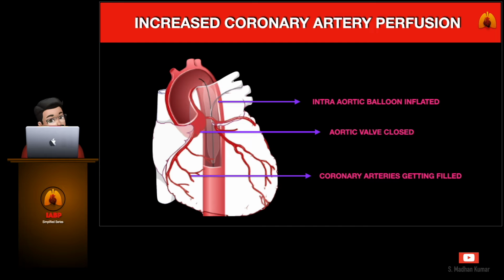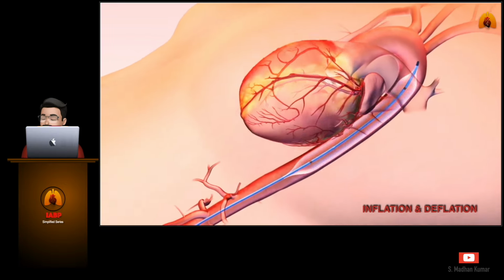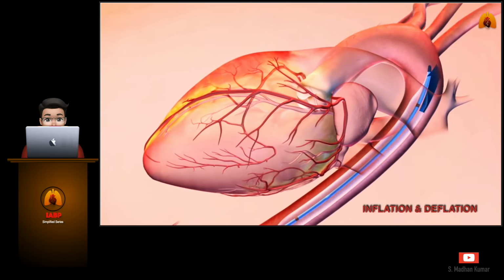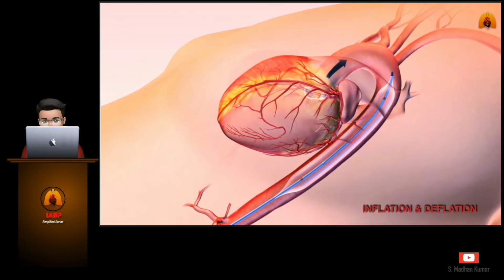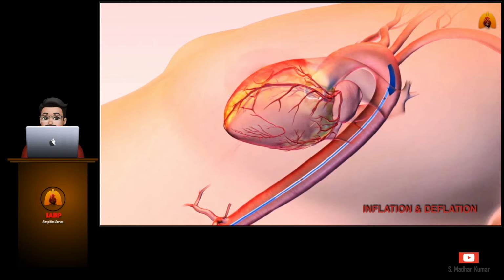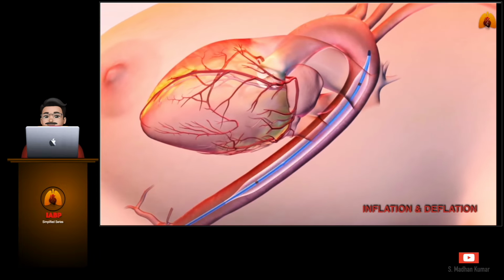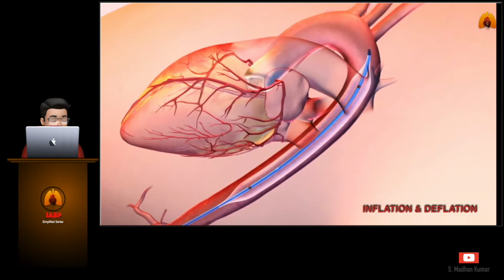Mainly, inflation of the balloon increases coronary perfusion by providing more oxygen to the myocardium. You can see inflation and deflation of the intra-aortic balloon in this small animation. When the balloon inflates during diastole, the left ventricle is relaxed and the coronary arteries are filling with oxygenated blood. Balloon inflation displaces blood back to the coronary arteries to improve myocardial oxygen supply and increase aortic diastolic pressure. This effect is called diastolic augmentation.